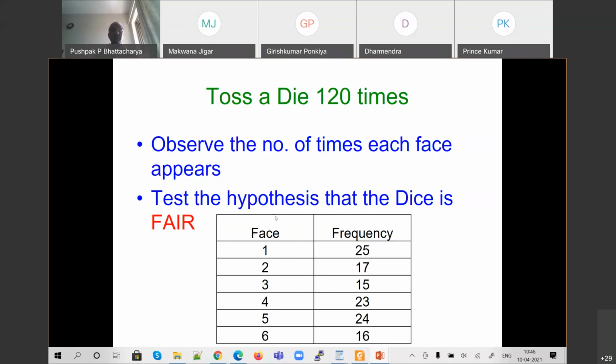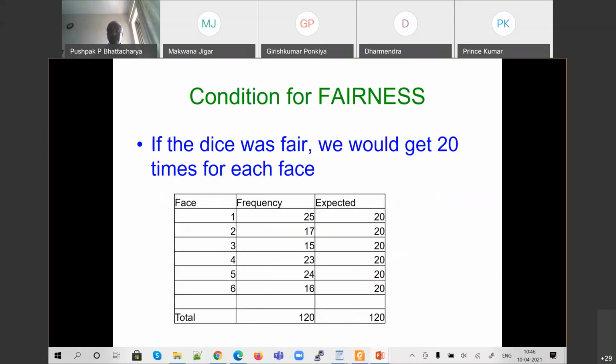So I will form the null hypothesis that the dice is fair, and then see if the data becomes contradictory or not. Same methodology. If I assume that the dice is fair, we'll get for each face the number 20. There are 120 throws of the dice, so each face should appear 20 times.